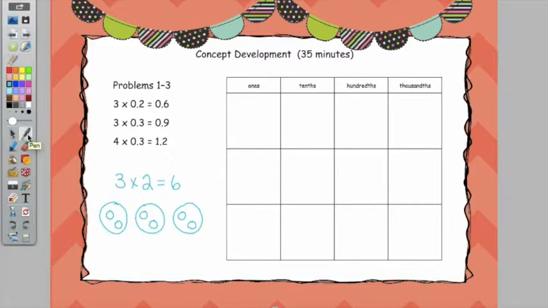But anyway, what does this mean? If I'm going to put this on the place value chart, am I going to put 3 ones on there? No. No. Why not? There's a 3 right there.